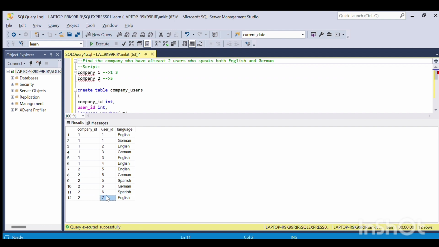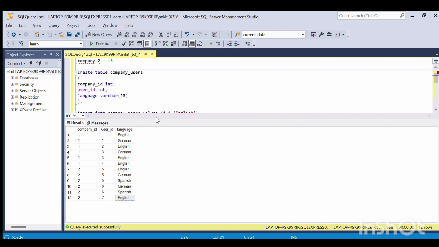Okay. Moving to the next, user ID 7 knows only English. Again, we will not consider him as he does not know German. So here we see that company 1 has two users who know both the languages, English and German. But company 2 has only one user, right? User number 5. So in the output, we will display company 1. As the question says, we need to find at least two users who speak both the languages. So I guess the question is clear to you guys. Now give it a try and then jump onto the solution.